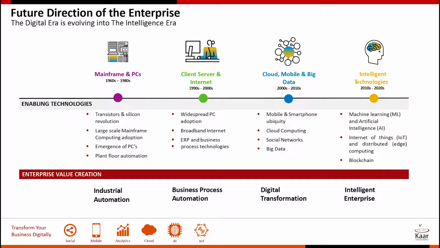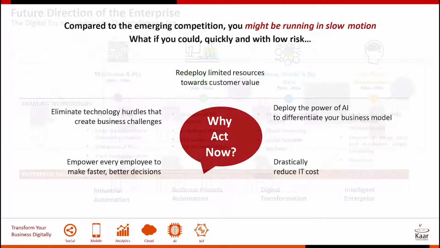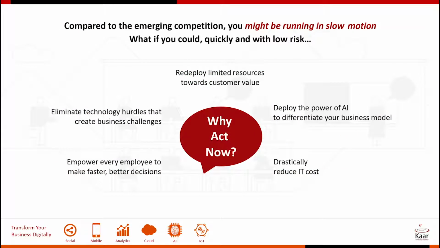So by moving on to this intelligent ERP, what do you get? Primarily, you are empowering every employee to make faster, better decisions. You eliminate technology hurdles that create business challenges. You deploy the power of AI to differentiate your business model, and you redeploy limited resources towards customer value. And this definitely goes a long way to reduce the IT cost.